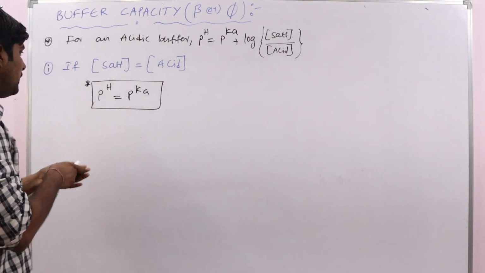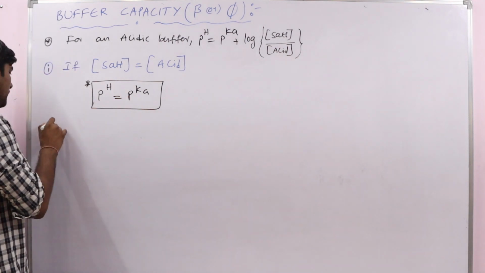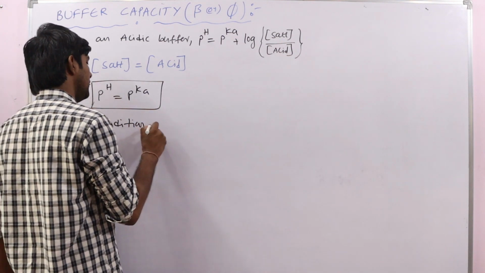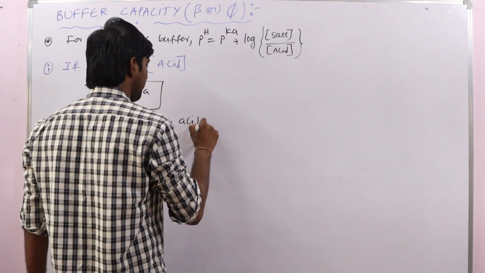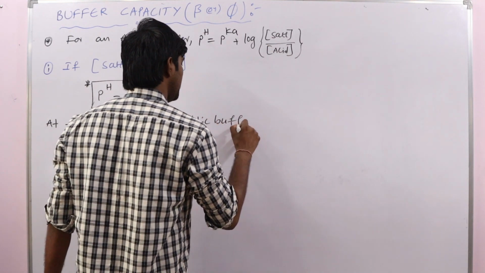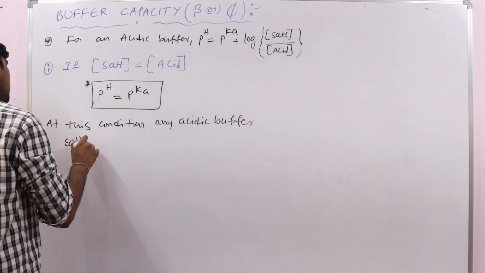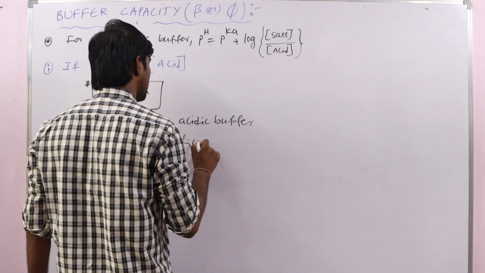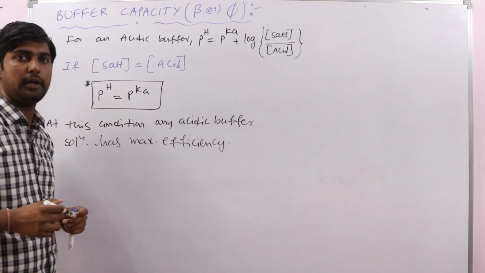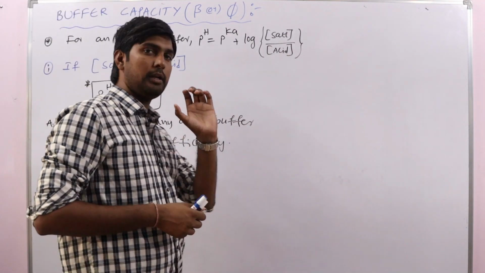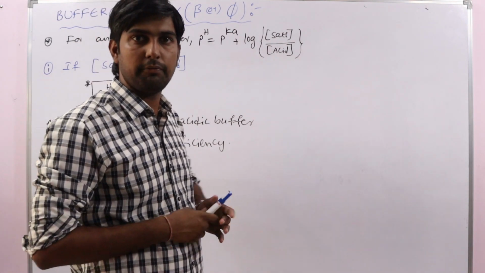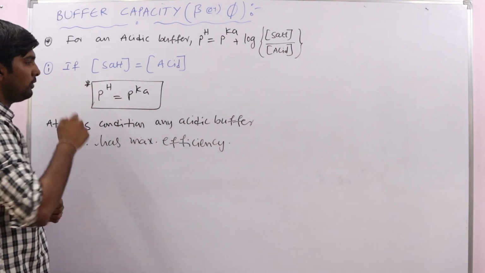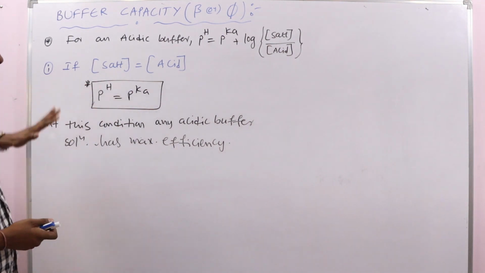Very important. Now remember that at this condition, any acidic buffer solution has maximum efficiency. Very important. Direct questions we get. So what is the condition at which an acidic buffer shows maximum efficiency? When pH is equal to pKa. Okay, so this is the first possibility.